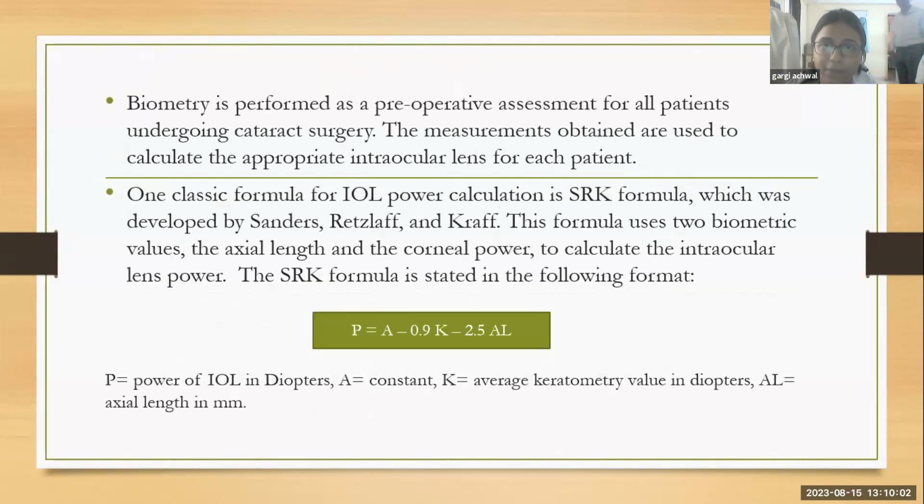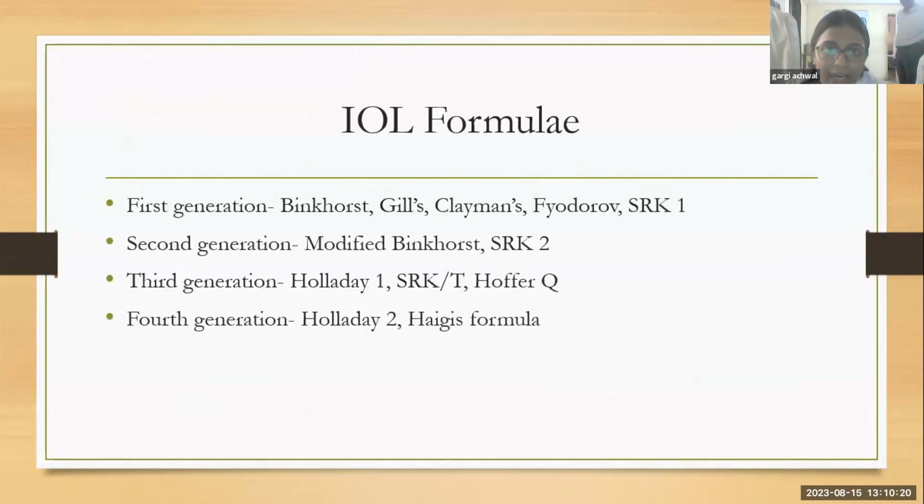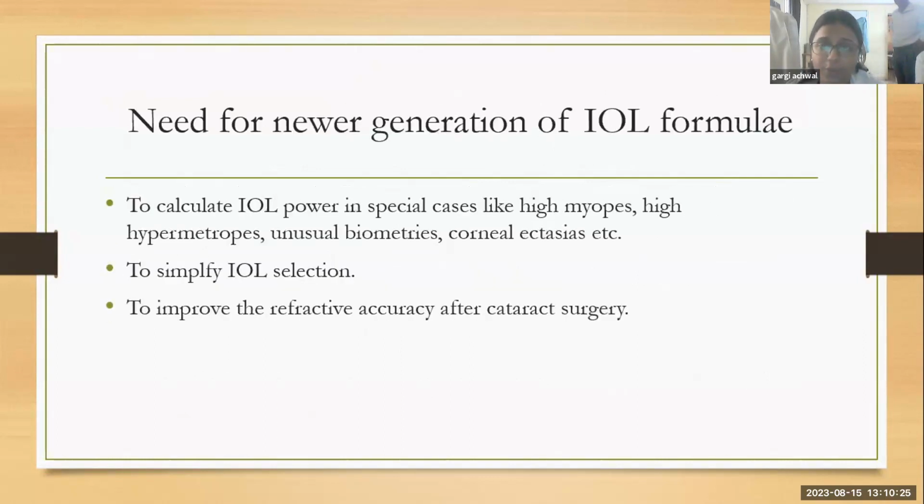Biometry is performed as a preoperative assessment for all the patients undergoing cataract surgery, and the measurements obtained are used for intraocular lens calculation. The most commonly used formula is the SRK formula, which is stated as P equals A minus 0.9K minus 2.5 AL. IOL formulae are of four generations, first to fourth, and the need for the newer generation of IOL formulae is to calculate IOL power in special cases like high myopes, high hypermetropes, unusual biometries, and corneal ectasias, to simplify IOL selection and to improve the refractive accuracy after the surgery.